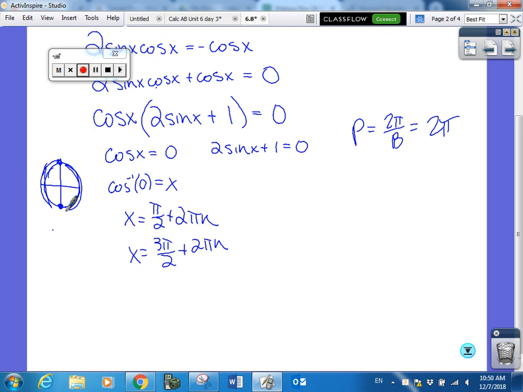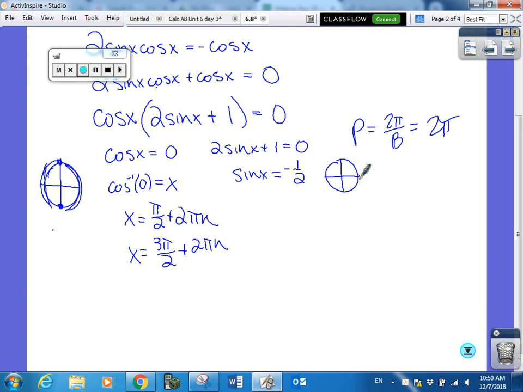Now, that's just part of our answers. We still have to figure out our answers over here because this is still all the same problem. It hasn't turned into 2 separate problems. It's just 2 separate parts of one problem. We are still solving this same problem. So here we have sine x equals negative 1 divided by 2.